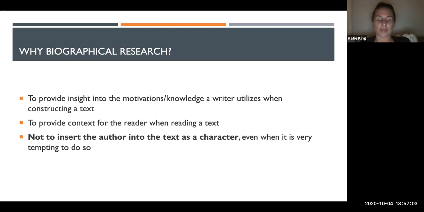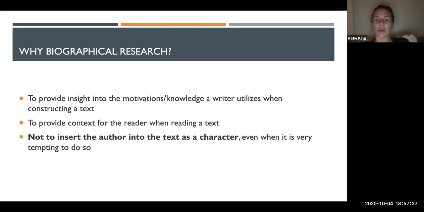Also, biographical research provides context for the reader when reading a text, right? If I know more about David Henry Hwang, if I know more about the real life people on whom his characters are based, then I'm going to have a richer context, and I'm going to be able to look at the play through more lenses than I had before, right?